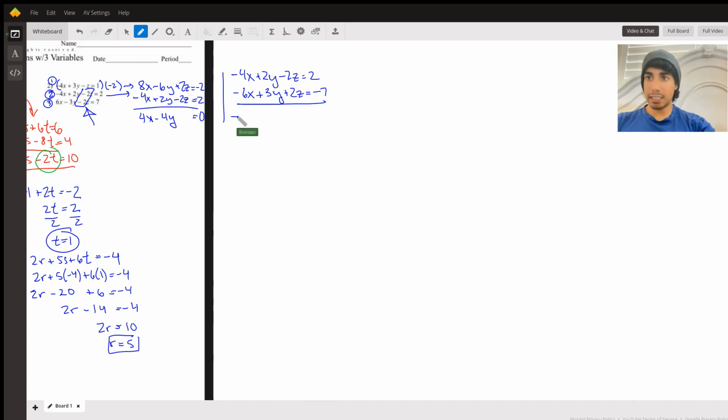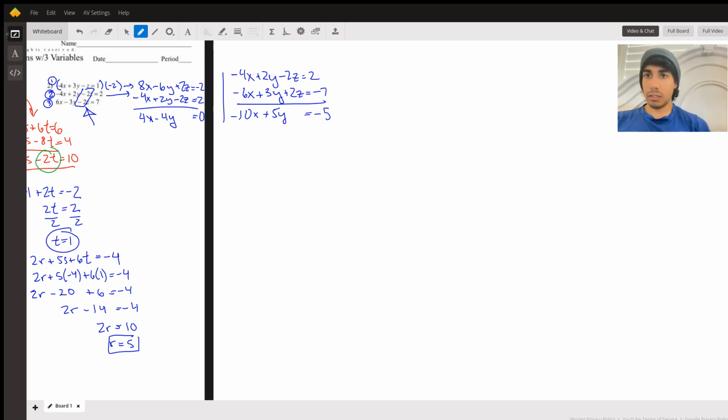Negative 4x minus 6x is negative 10x. 2y plus 3y is 5y. Those z's will cancel, and it equals negative 5. All right, and now we've got two equations with two variables. Just what we wanted. Okay, let's see what we can do here.